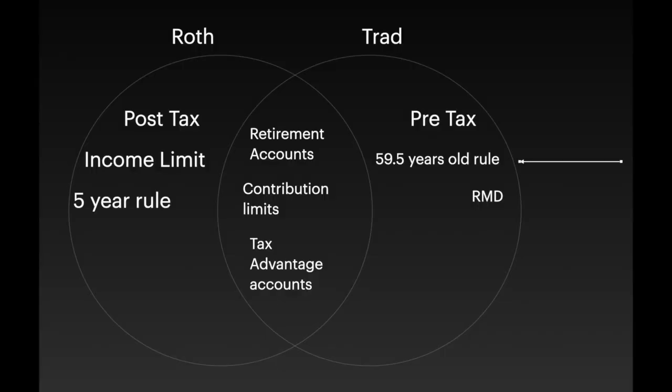The next difference is what I call the 59.5 rule. That's not the real name for it, but it was the best way I can describe it to make it easy. With traditional IRAs, when you put the money in the account, you can't withdraw it until you're 59.5. I guess I should say that you can withdraw the money, but you'll have to pay a 10% penalty unless it's a certain circumstance. And on top of that, you'll have to pay taxes on those distributions.